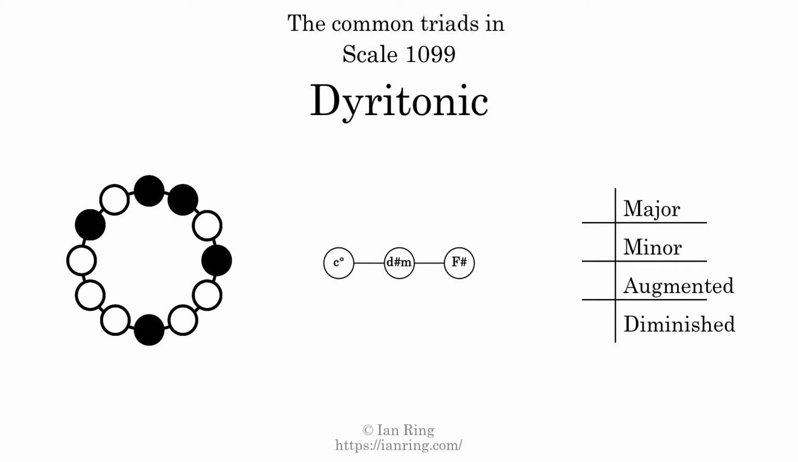The diagram in the center is a graph of parsimonious voice leading between triads. There is one major triad. There is one minor triad. There are no augmented triads. There is one diminished triad. Here is a Hamiltonian path of parsimonious voice leading that uses all the triads.